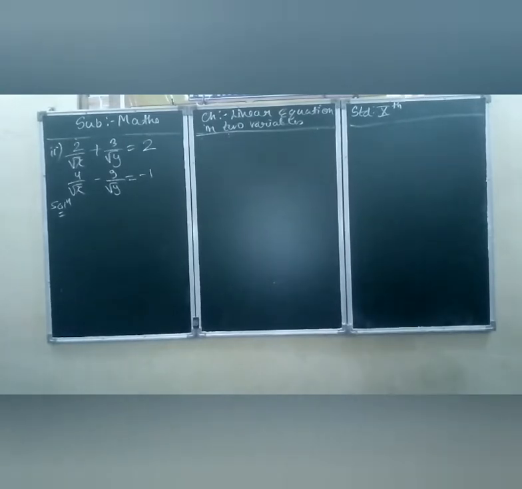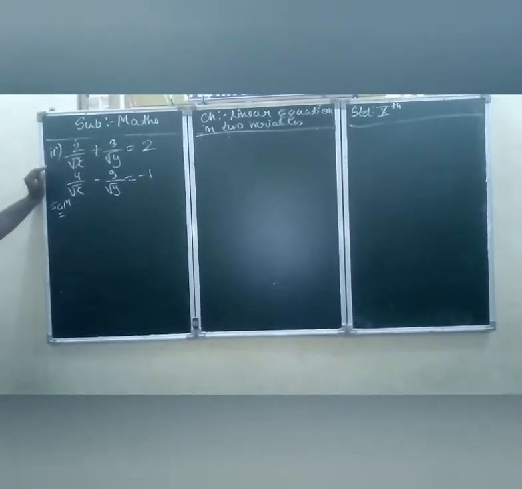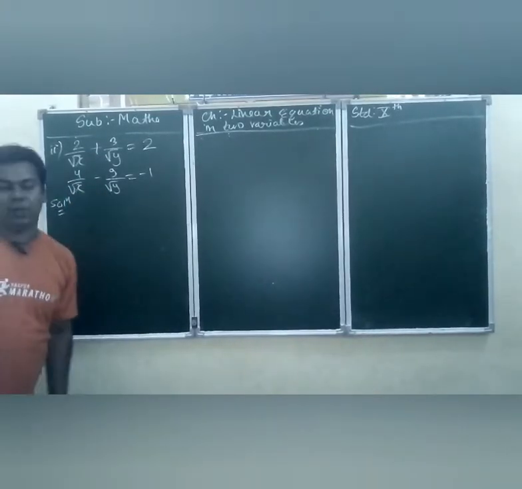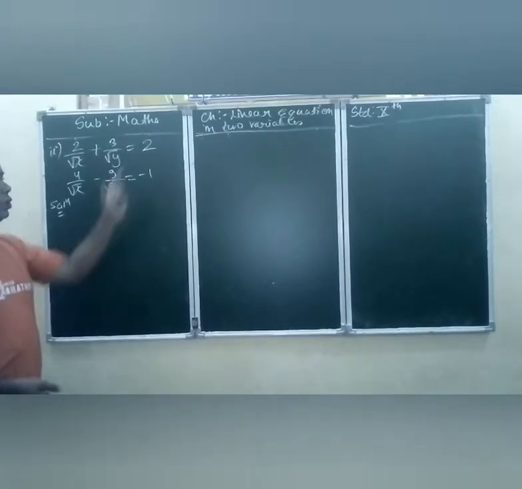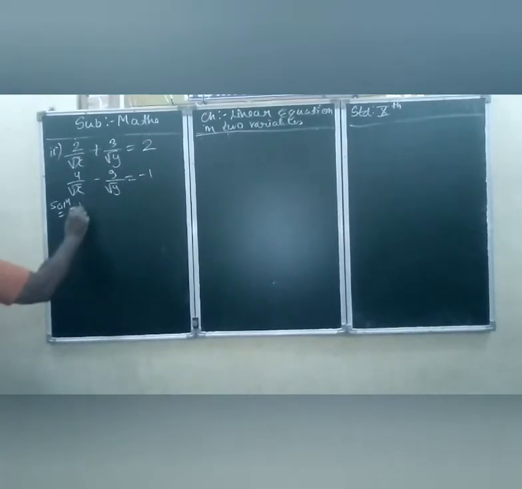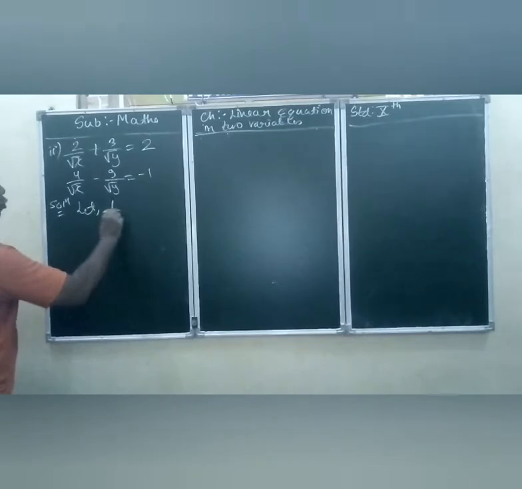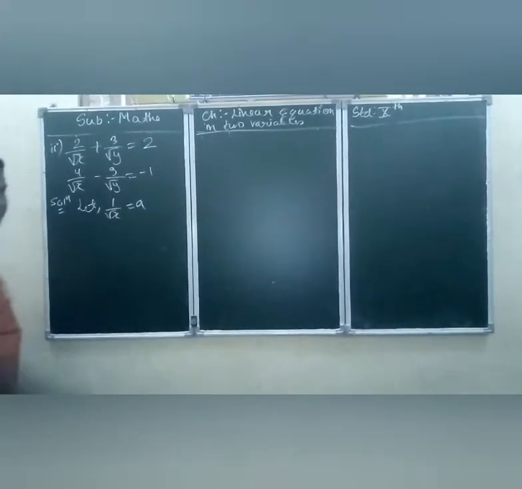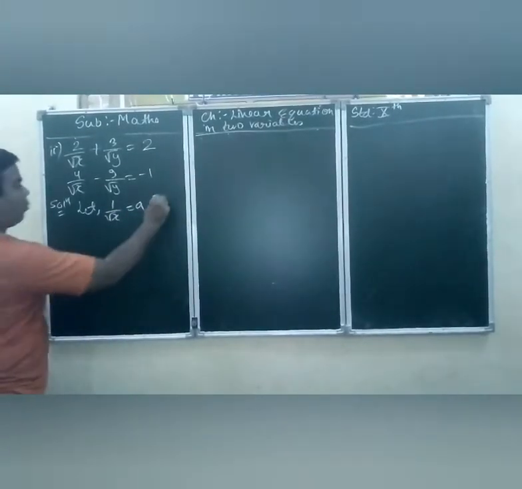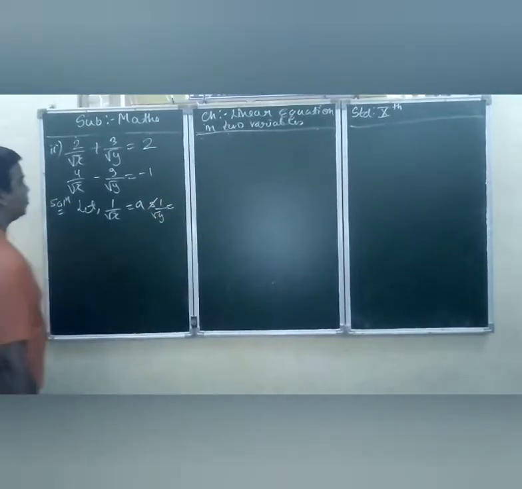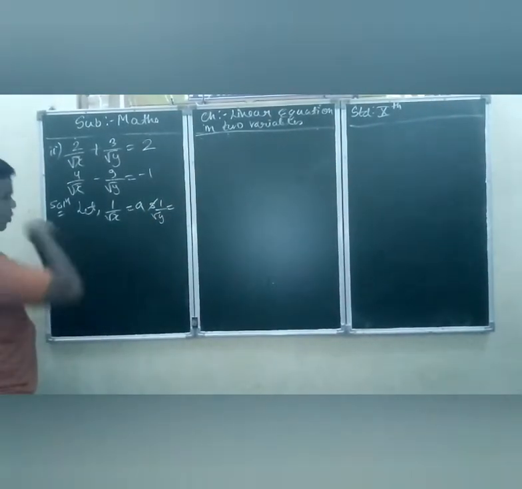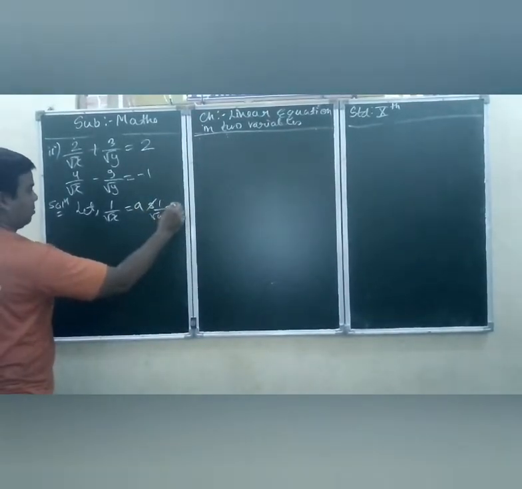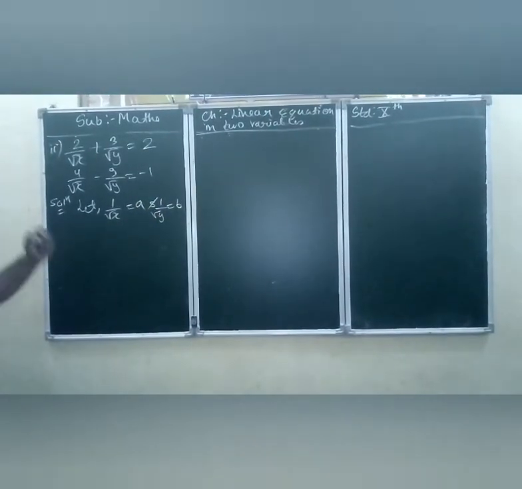Okay. Now we have moved to question number 2. The question again: 2 by root x plus 3 by root y equal to 2, and 4 by root x minus 9 by root y equal to minus 1. Again it is in a fraction form, so change into linear form. So let 1 by root x be a, and again 1 by root y be b. 1 by root x equal to a, 1 by root y equal to b.